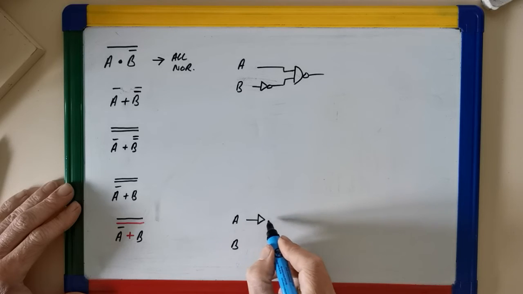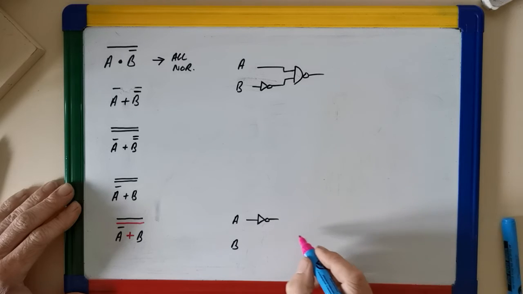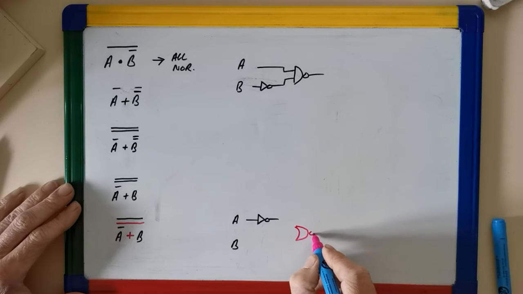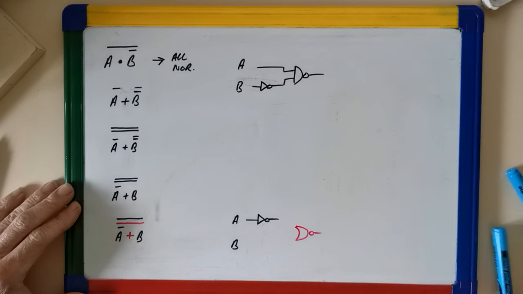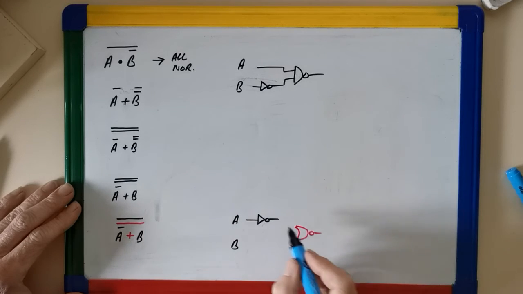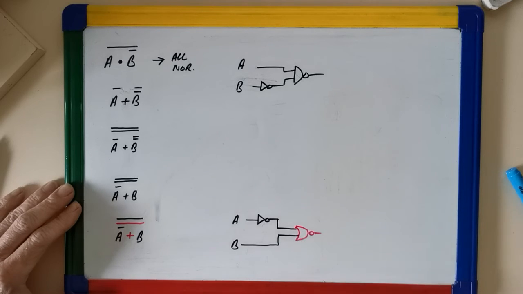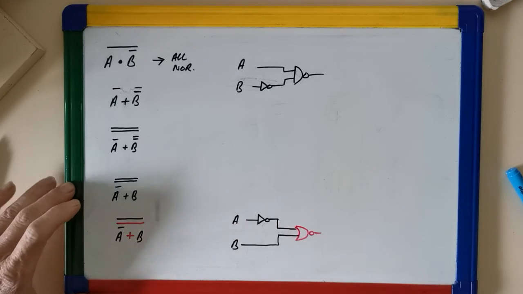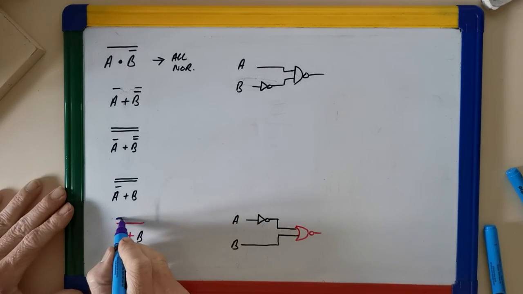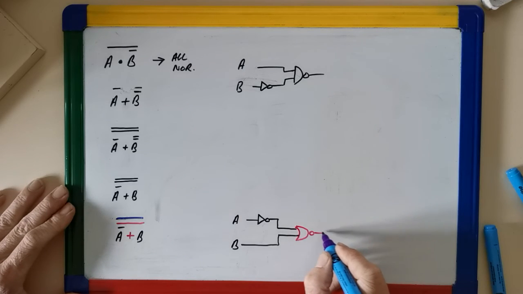A is through an inverter, and then I'm going to draw the NOR gate in that same colour just so that you can tie them together. So not A, nor B. And then through a final inverter. I'll just change the colour of that line. We've got a final inverter here.